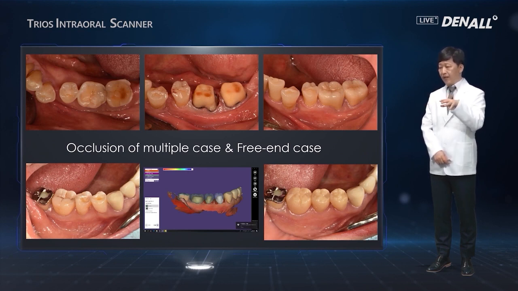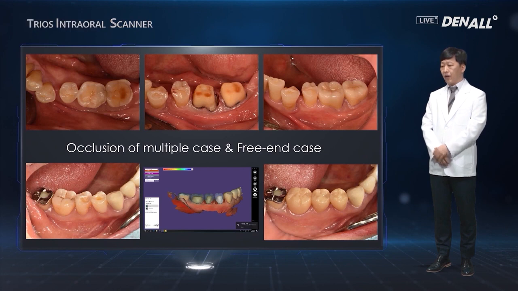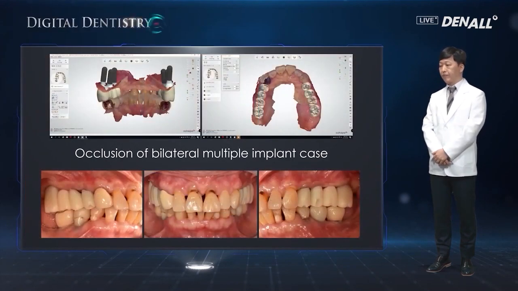If you prepare multiple teeth in the posterior region for prosthesis, pre-prep mode should be used. You need to record the teeth before reduction. As I said before, if you try to acquire the occlusion after teeth reduction, it will be very hard. In a multiple or free-end case, pre-occlusal function should be used to acquire accurate occlusion.